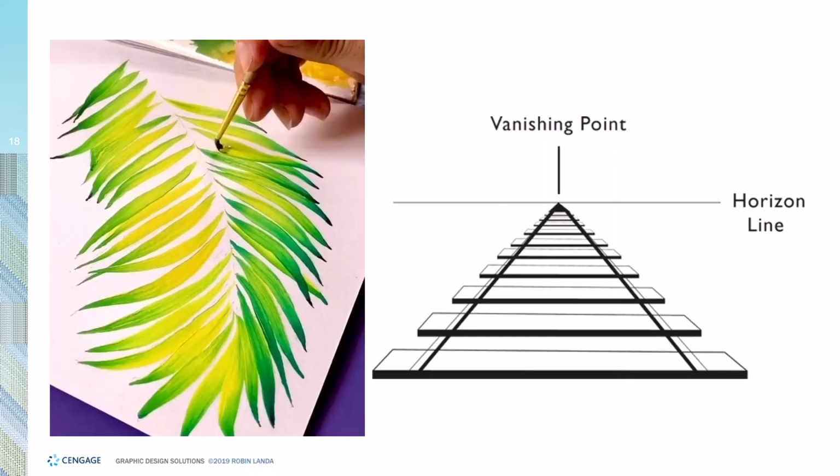A gradual or progressive change from one color to another, or a progressive shift in tone or value from dark to light or light to dark, can contribute to the illusion of spatial depth or motion.